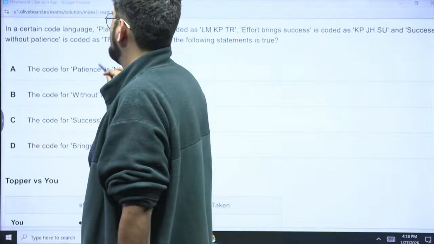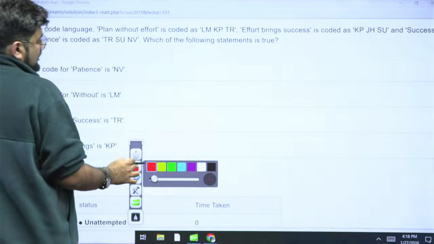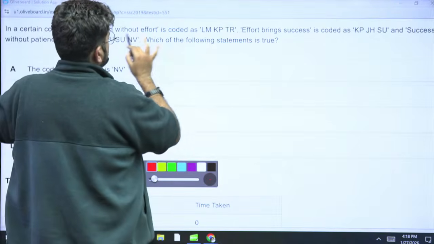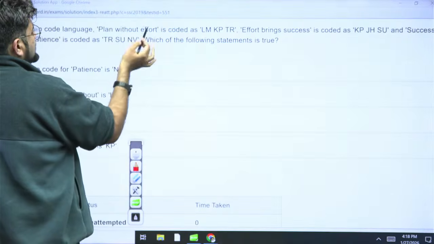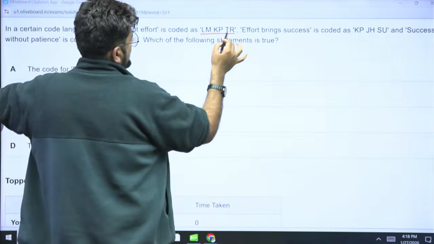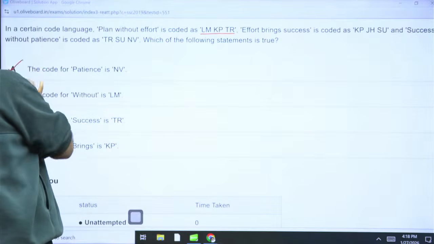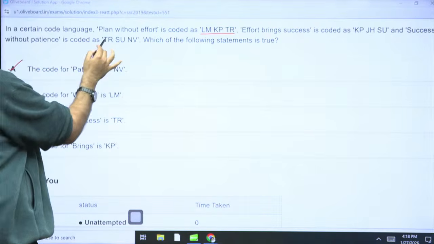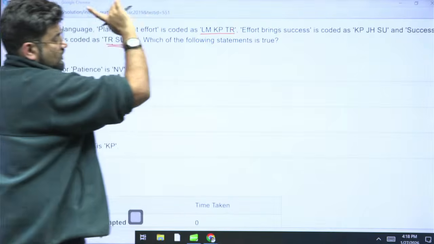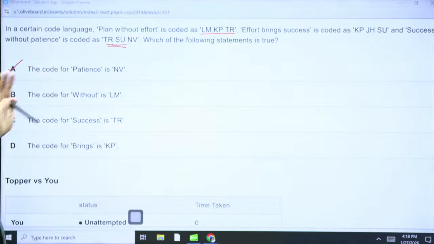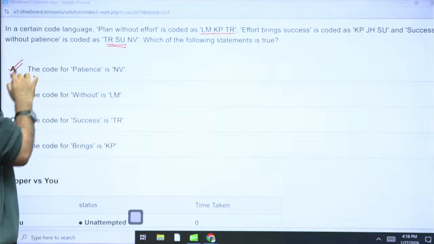So the code for patients is NV. Observe NV wherever NV is coming. So NV is coming here. Wherever NV is not coming, it's not coming here and it's not coming there also, and patients is also not coming there. So probably this is right. Because both TR and SU, the other 2 words, are coming here also and there also, where patients is not there. That means TR and SU can never be codes for patients. NV is definitely the code for patients. So option A is the correct answer.